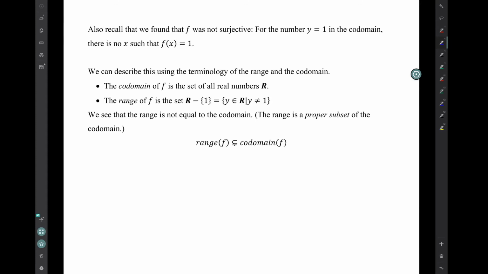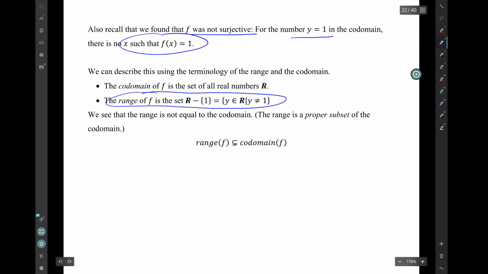Now, also remember, we just found that the function f was not surjective, because for this number y equals 1 that's in the codomain, that's a real number, there is no x such that f of x equals 1. So we described this in terms of the range and the codomain. The range is the set of all real numbers y except y equals 1. The codomain was the set of all real numbers. The range was a proper subset of the codomain, and that's why this function is not onto.